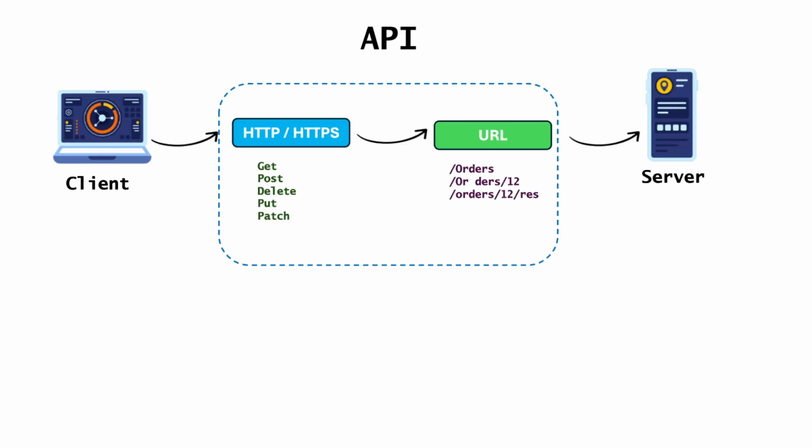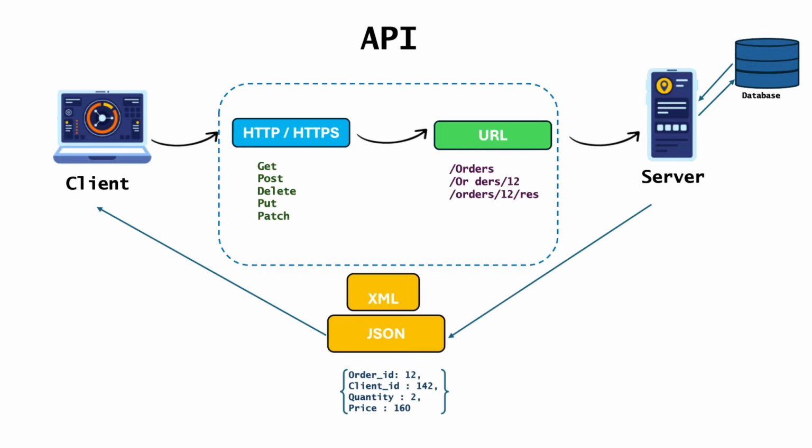The API receives the request, processes it, often by communicating with other services or databases, and then sends back a response, usually in formats like JSON or XML. This makes communication structured, secure, and consistent.